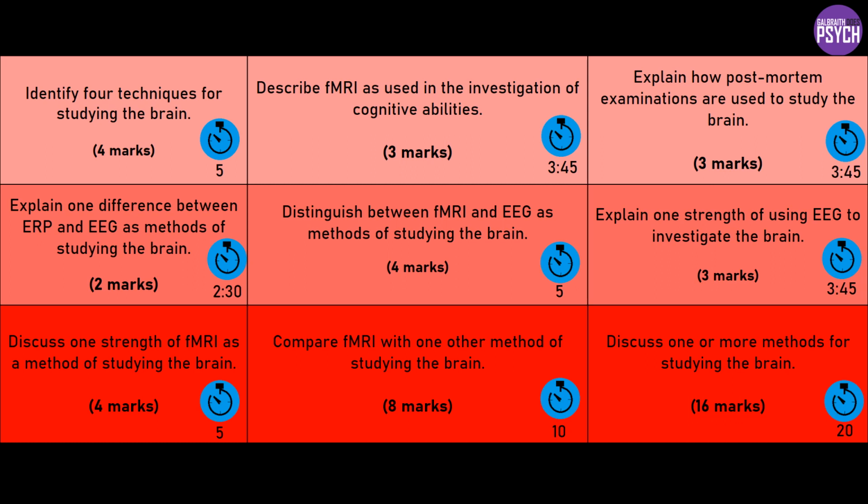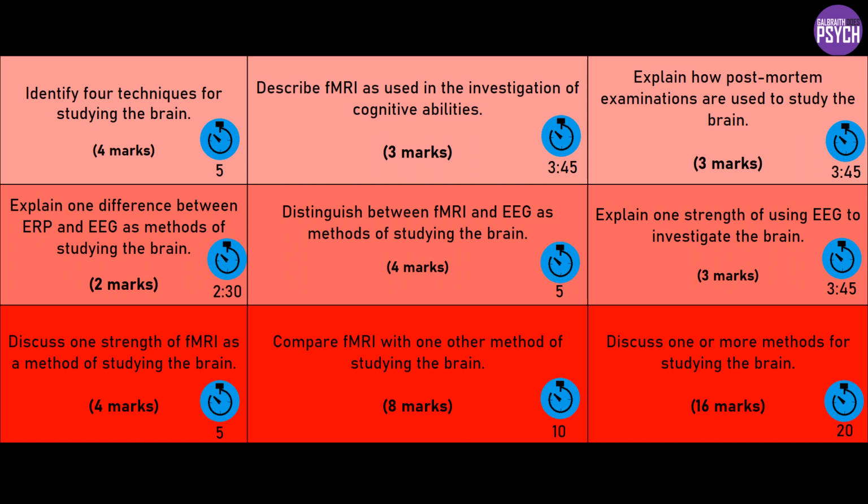Arguably, this means that fMRI can be more useful than EEG when investigating certain areas of the brain or certain functions. Now that might be enough if you've developed that, but let's just talk about one more brief point.